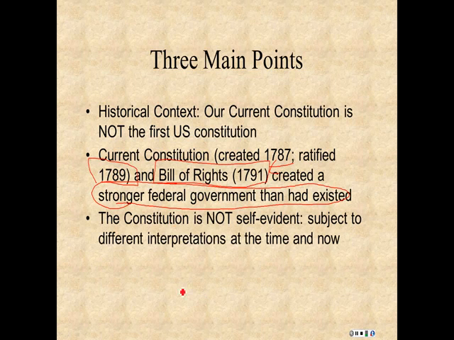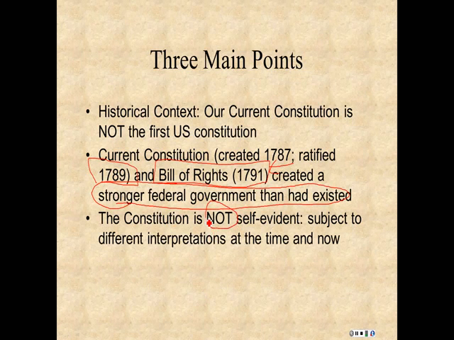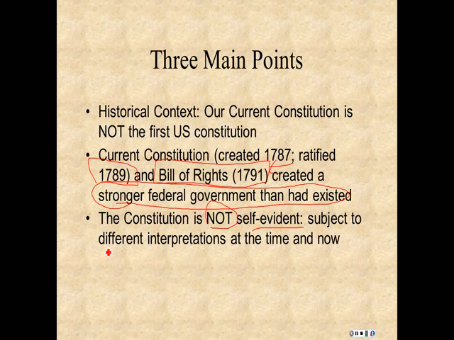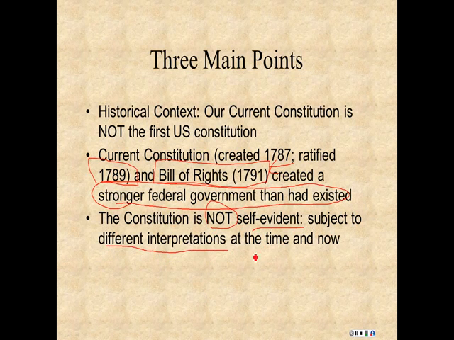The final point that I want to make, that I think is really, really important, is that the Constitution is not self-evident, meaning that it's a document of words that can be interpreted different ways. It's much like the Bible. Do you think the Bible has been interpreted the same way by all people? Absolutely not. It is subject to different interpretations. This is true of the Constitution not only today, but even at the time, that people like Jefferson and Hamilton, as you already know if you've read that document about them arguing over the National Bank, could not agree on how to interpret the Constitution.